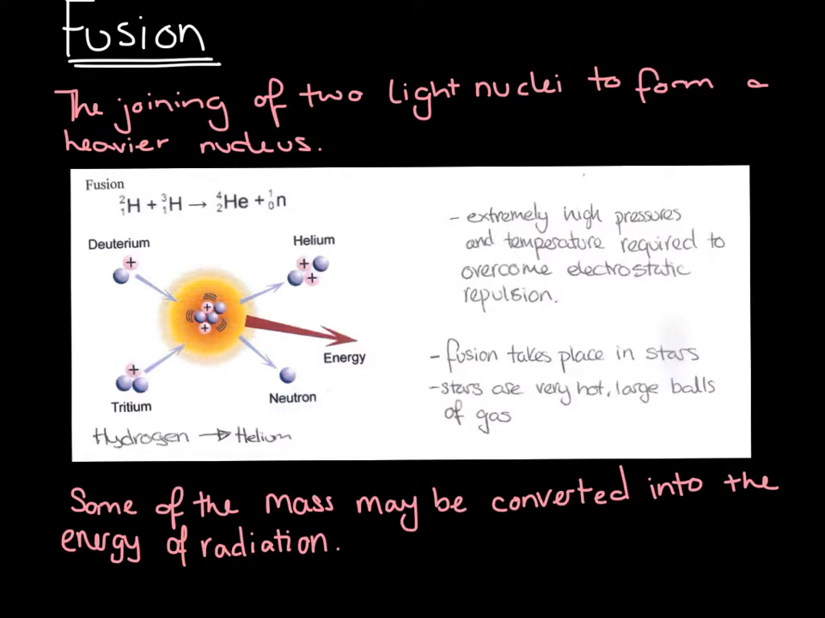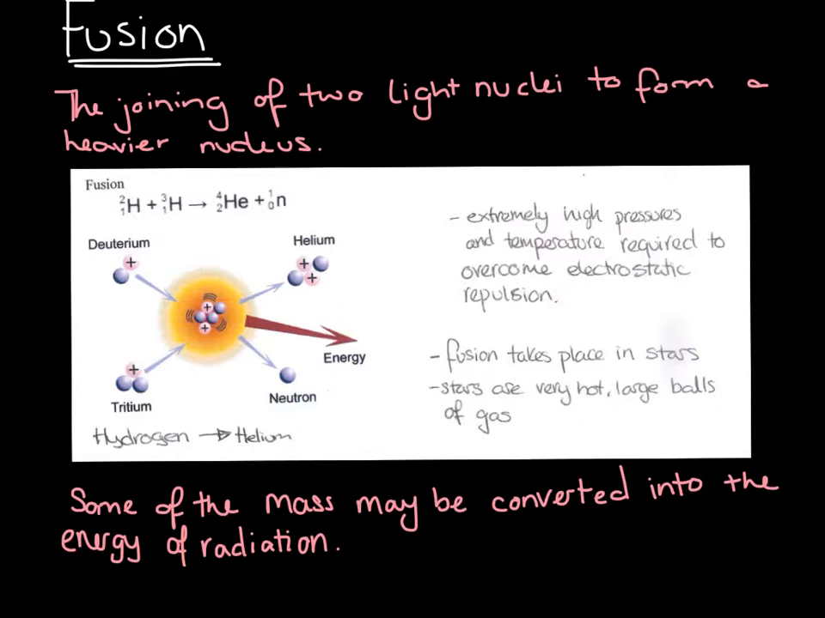Currently, the conditions where that takes place is in stars. So our sun is a star. Hydrogen to helium fusion is taking place in the core of the star at the moment. And we know that stars are very hot, very large balls of gas, where we have these conditions that we need for fusion to take place.